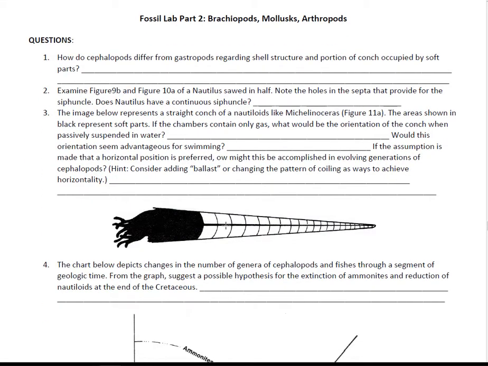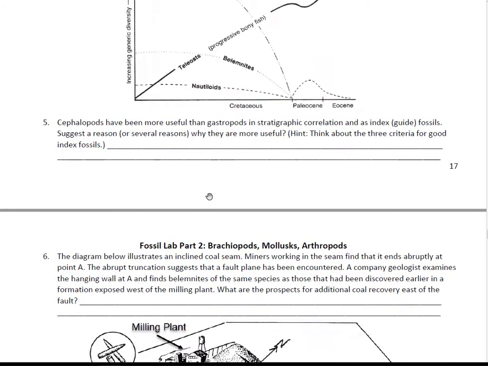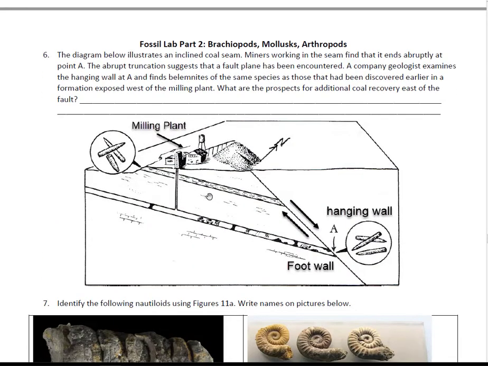Again, remember the siphuncle here in this ammonoid or this nautiloid allows the animal to add or remove gas from the inner chambers. So think about if the animal added a lot of gas, this thing would float up, right? So think about how that would be beneficial or not beneficial. And then as we go along here, there's a couple of questions.